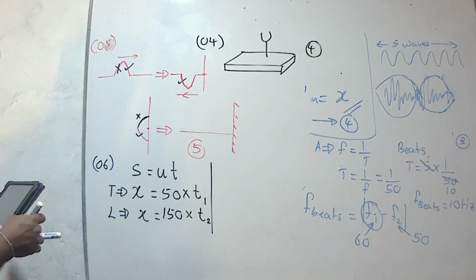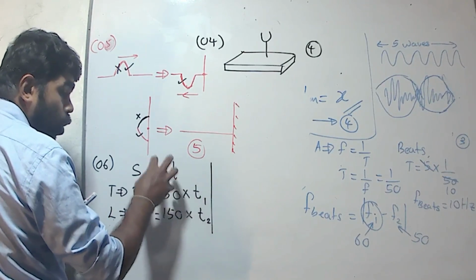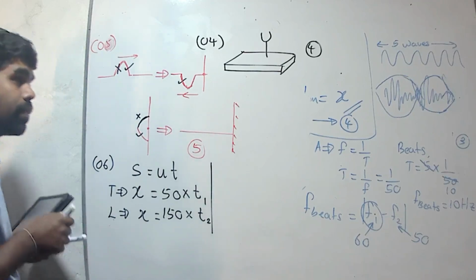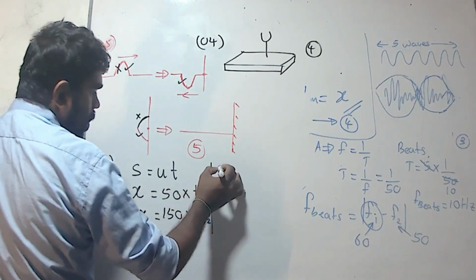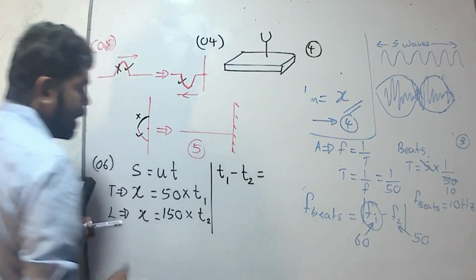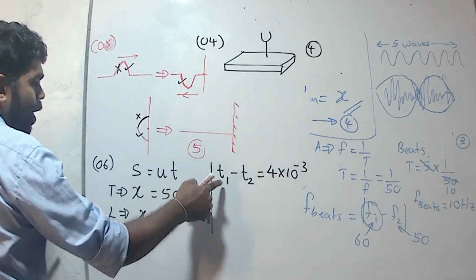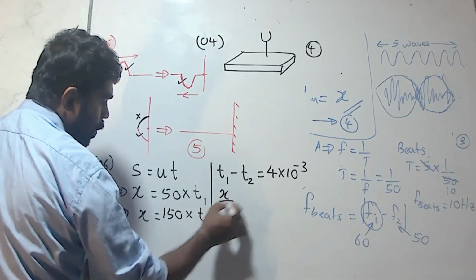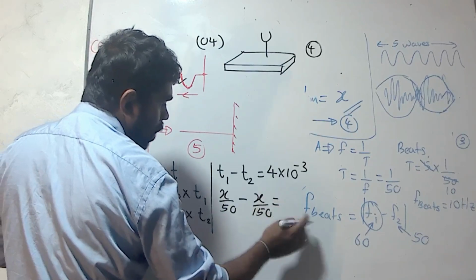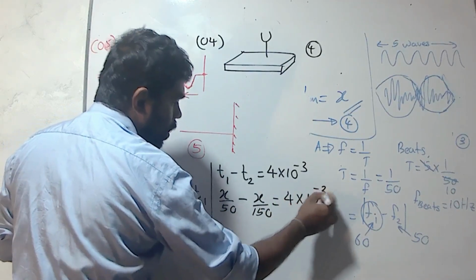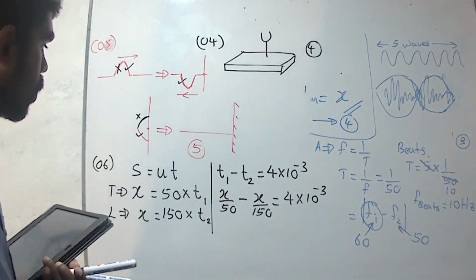Then we know that the transverse wave has a low velocity. Therefore, there is a high time. There is a greater time than the longitudinal wave. Then I will subtract t1 and t2. It is the time difference of the two waves. It is given as 4 times 10 to the power minus 3. We can substitute t1 using this equation, x over 50, minus t2 using this equation, x over 150, which should be equal to the given delta t value, 4 times 10 to the power minus 3. Now there is an equation, and we have to solve it to find the value of x.